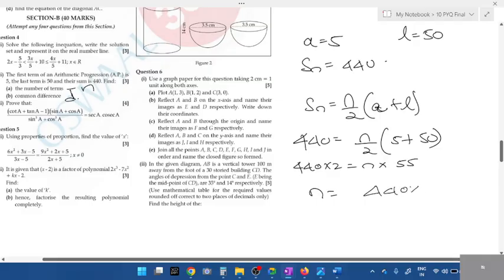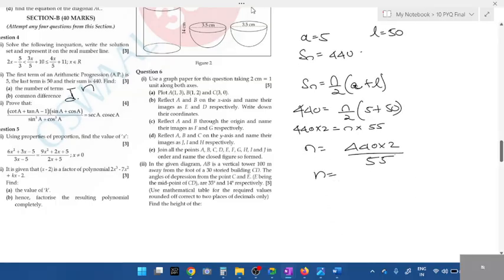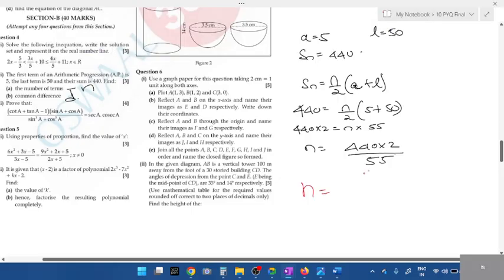What is n value? 440 into 2 divided by 55. You can use the 11 times table to reduce. 11 5s are 55, 11 40s are 440, 5 1s are 5, 8s. 8 2s are 16. Did you get n as 16? So total there are 16 terms to it.